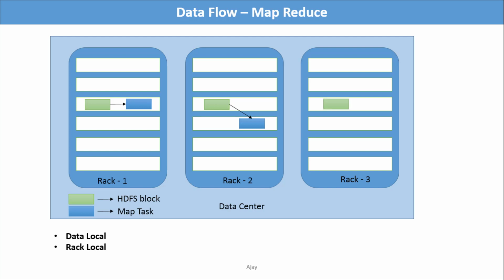There are certain situations where all the nodes in a particular rack are occupied with some other processing operation. In such cases, the mapper gets invoked in a node which is present in another rack. Since the transfer of data between nodes of different racks takes a very long time, this would be the least optimized way of mapper execution, and this is called off-rack execution.